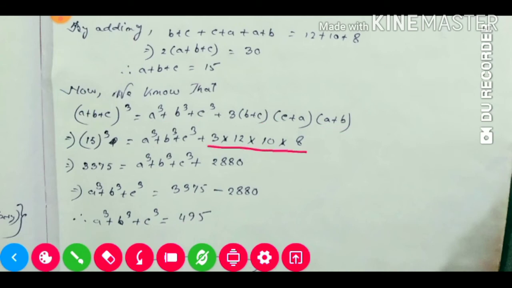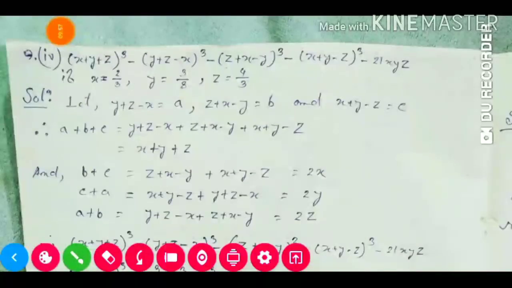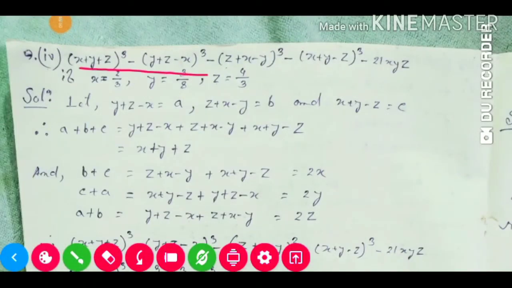Similarly, if we multiply all this, it will be 2880. Now this 2880 will be subtracted from our 3375. So a cube plus b cube plus c cube will be 495. Question number 9.4. We need to find the value of this expression.